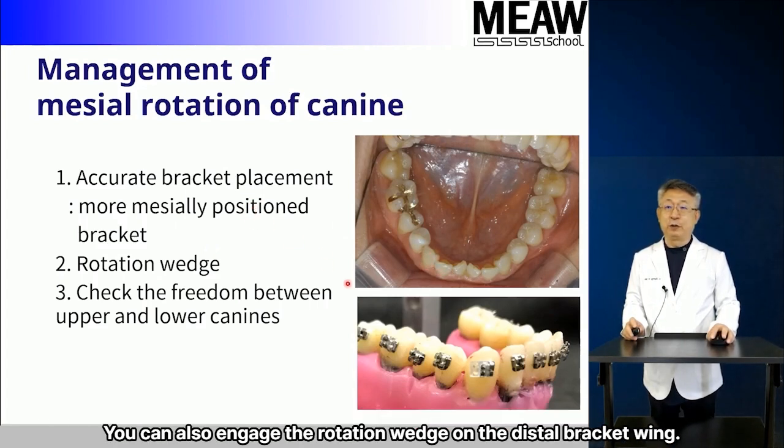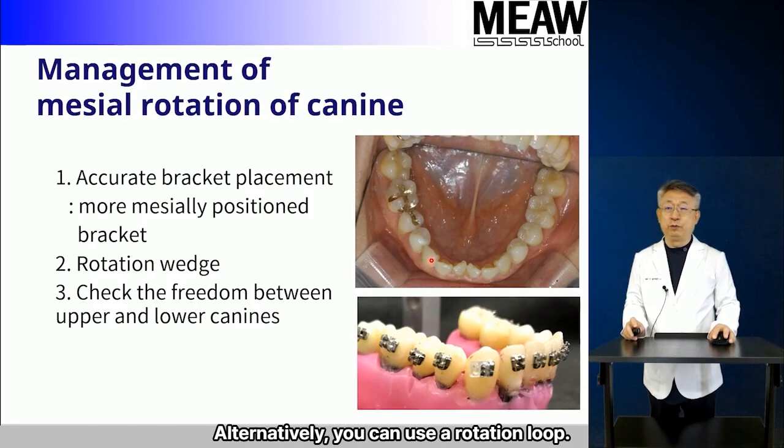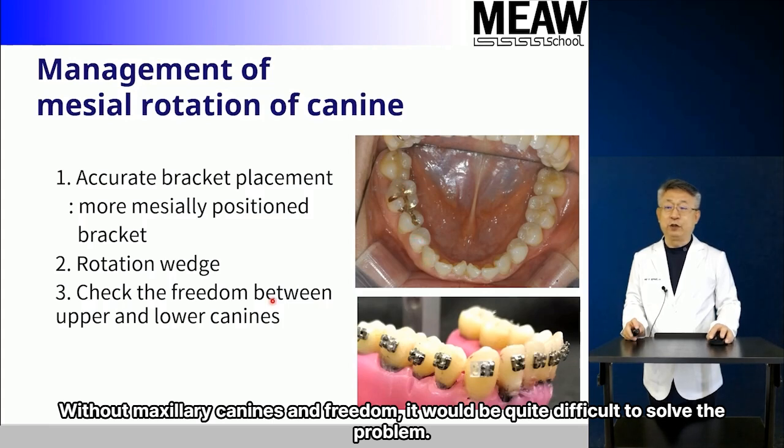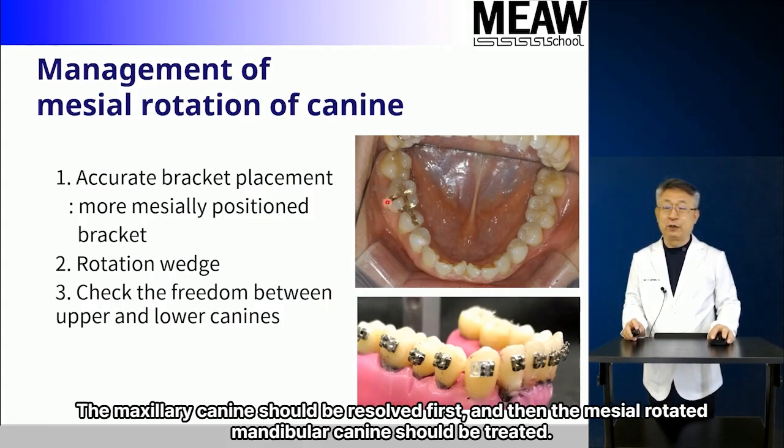You can also engage the rotation wedge on the distal bracket wing. Alternatively, you can use a rotation loop. In particular, when treating rotated mandibular canines, you should check the freedom between upper and lower canines. Without maxillary canine freedom, it would be quite difficult to solve the problem. The maxillary canine should be resolved first, and then the mesially rotated mandibular canine should be treated.